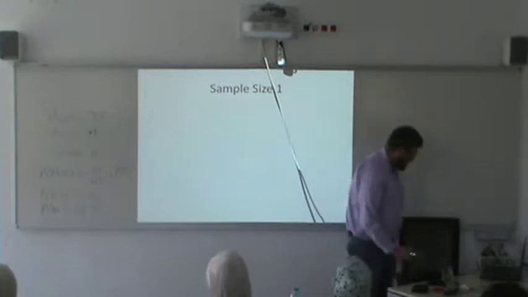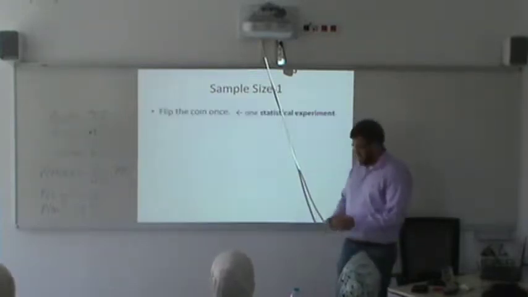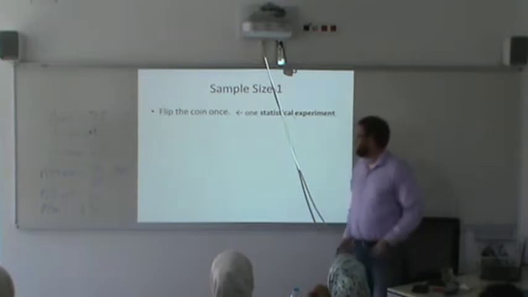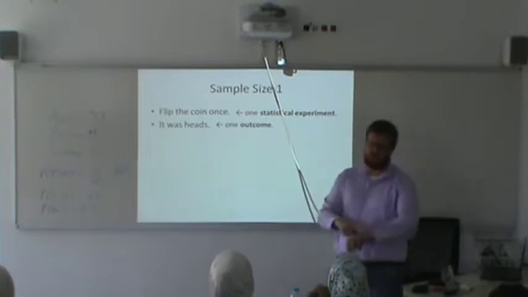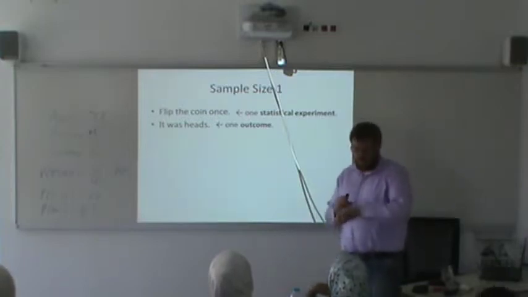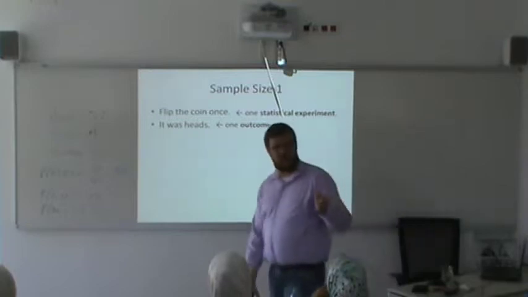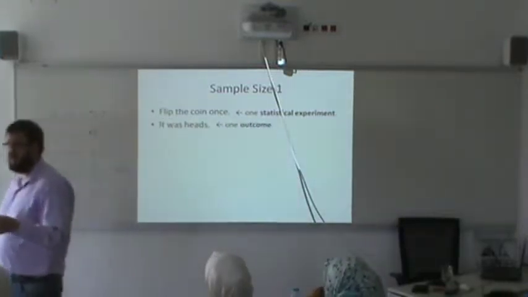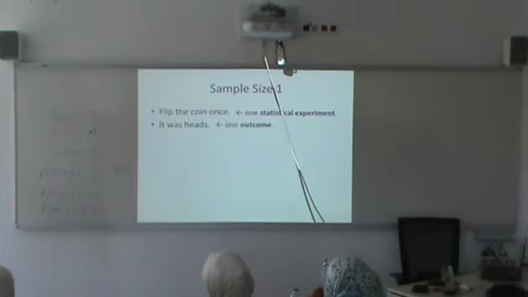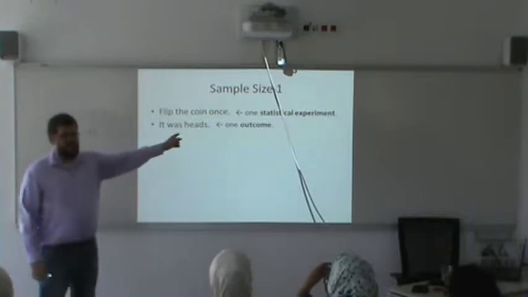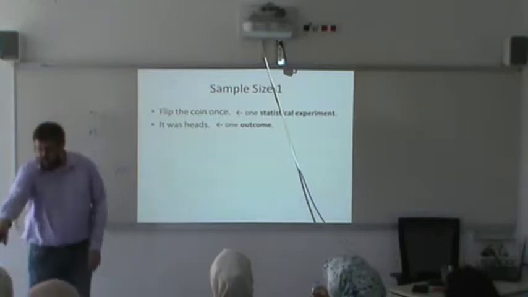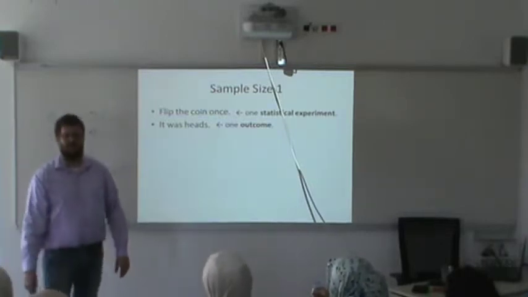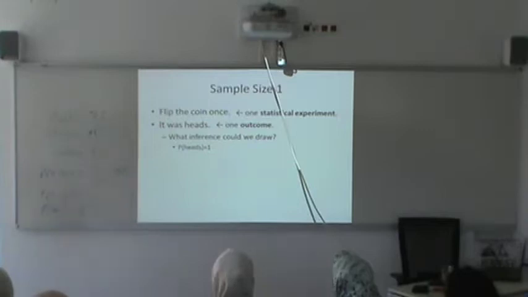So, sample size 1. If we flip the coin once, this is one statistical experiment, and we observe something. I said it was heads, I was wrong, it was actually tails. That's one outcome, right? So if I wanted to draw an inference from this one outcome, what would I say? What's the probability of observing heads? If this is the only data I collected, the best inference I could make is that it's 1. If that was what I observed, I would say probability 0, right? So the probability of heads is 1.